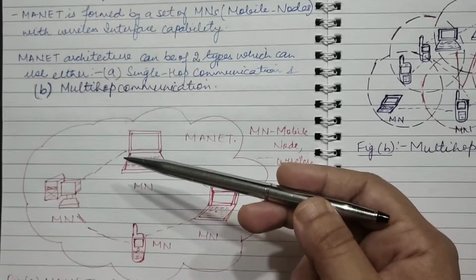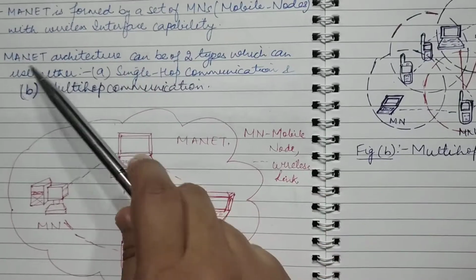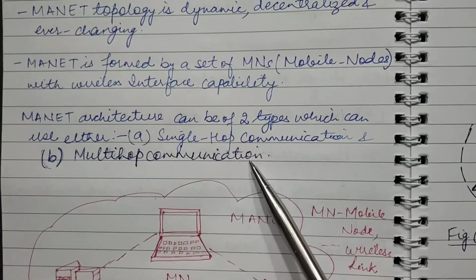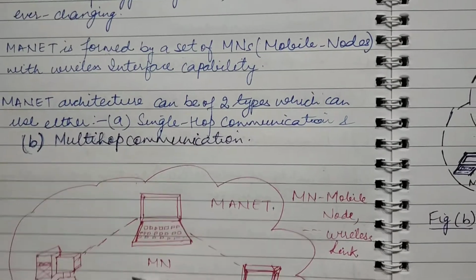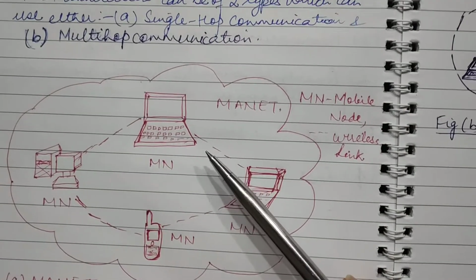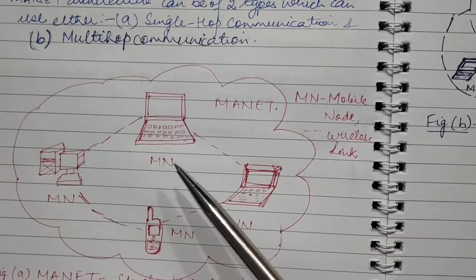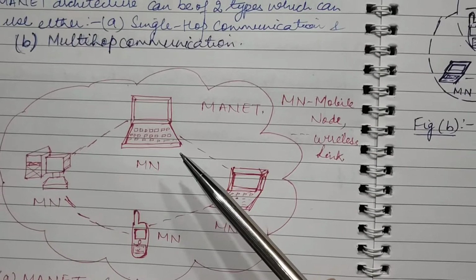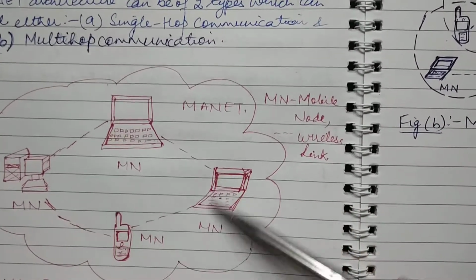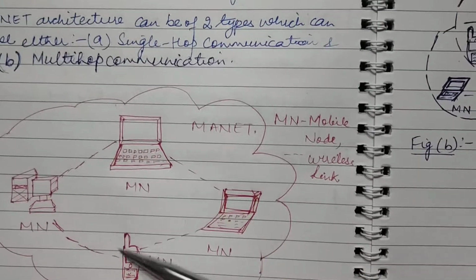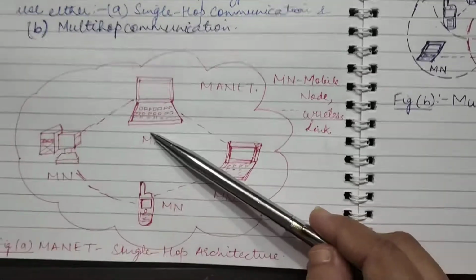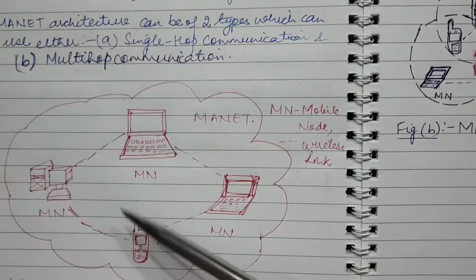So MANETs can use either topology. It can use single hop communication as well as multi hop communication. Now, the first diagram shown here shows the single hop communication of the mobile ad hoc network. In the single hop communication, all the hosts are in one coverage area, like you can see here. In this one coverage area, all the mobile nodes are communicating with each other. Thus the communication in this case is direct from host to host.